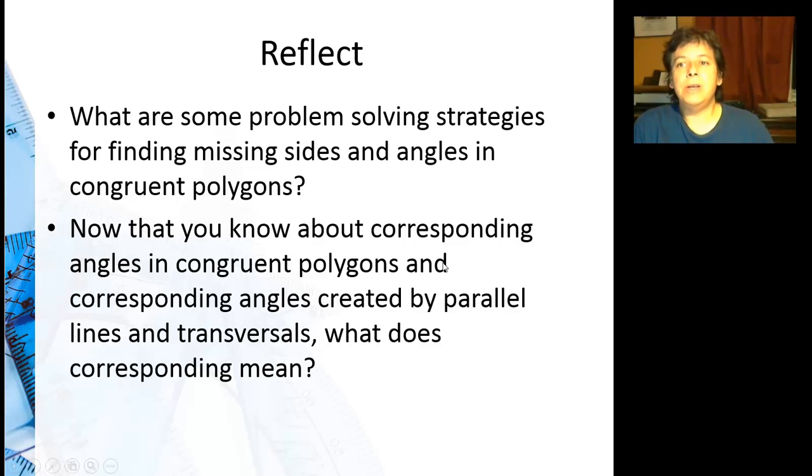So for additional reflection, what are some problem-solving strategies for finding missing sides and angles in congruent polygons? And now that you know about corresponding angles in congruent polygons and what we did before with parallel lines, what do you think corresponding means?